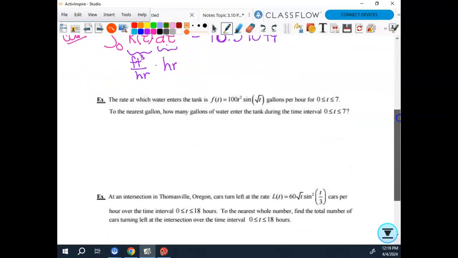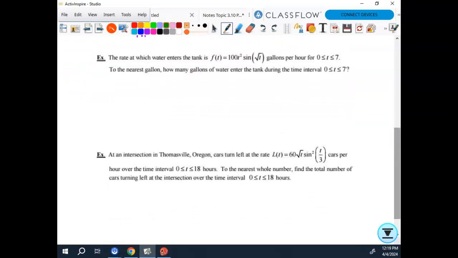So the rate at which water enters a tank is this, and this is gallons per hour. To the nearest gallon, how many gallons of water enter the tank during this interval here? Okay, so this is another calculator question. I'll tell you that from the beginning, because that can change how you write out what we're going to write out. I have gallons per hour.